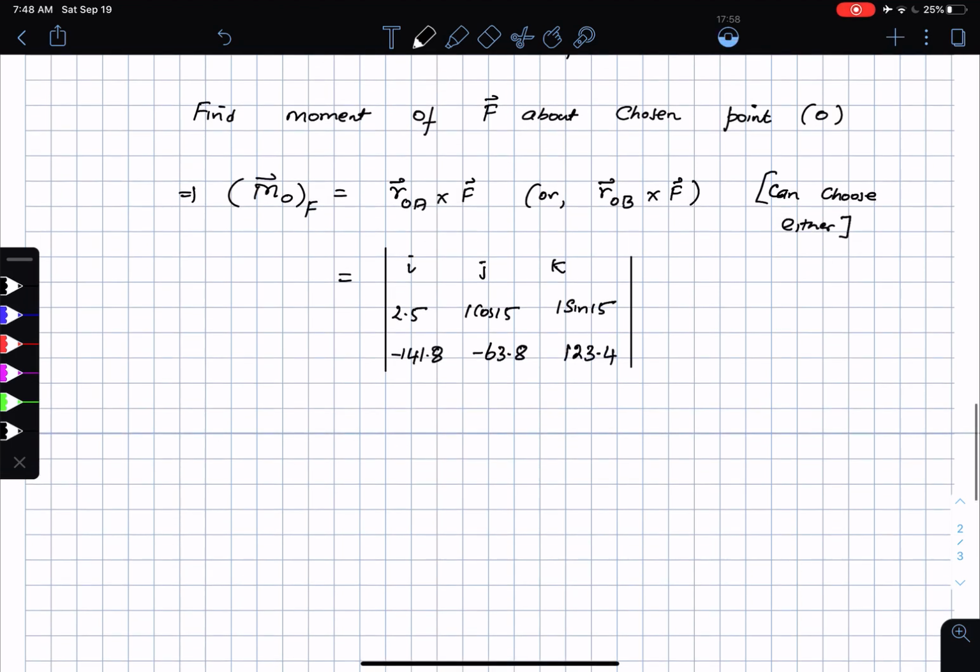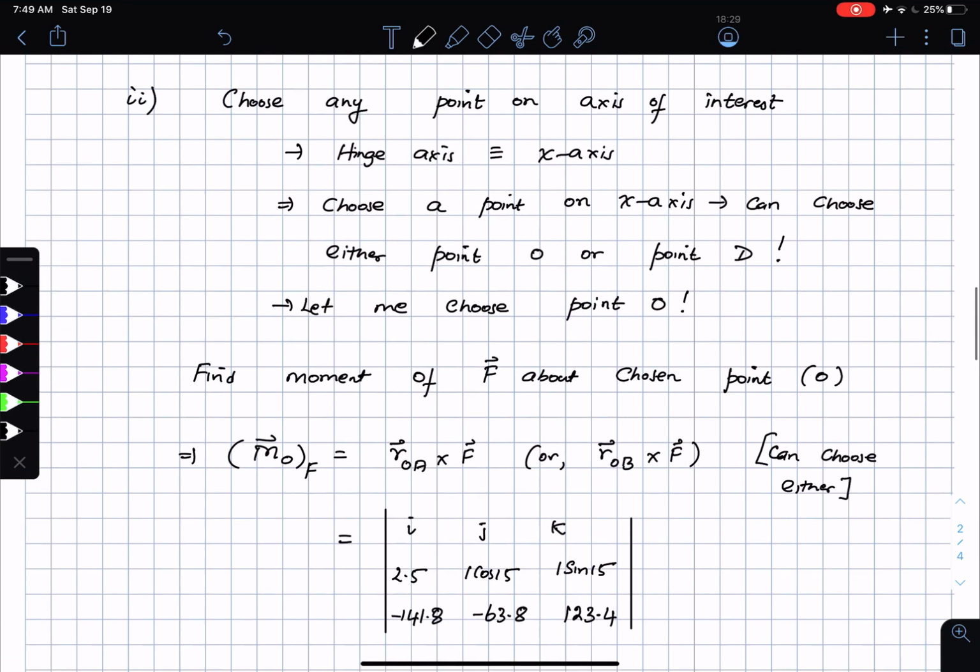I'm not going to evaluate the determinant. I know that you all know how to do this, and I have shown this in my videos as well, so I'm going to skip to the answer here. This is going to end up being 137.6i minus 345.4j, and then minus 34.4k, so many Newton meters. That's my next step. This was step number 2.